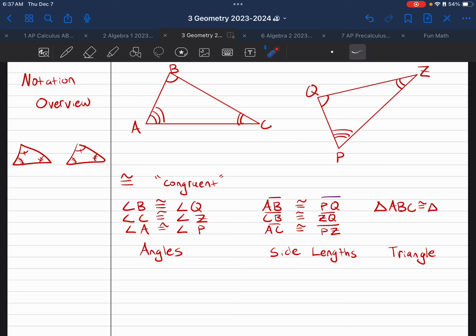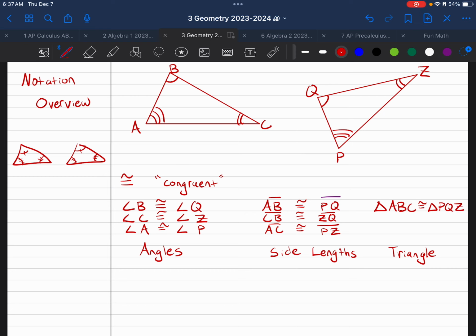So remember, I went from 3 to 1 to 2, so I need to go from 3 to 1 to 2. I'm going to go PQZ to get the correct order. PQZ. The order here super matters.